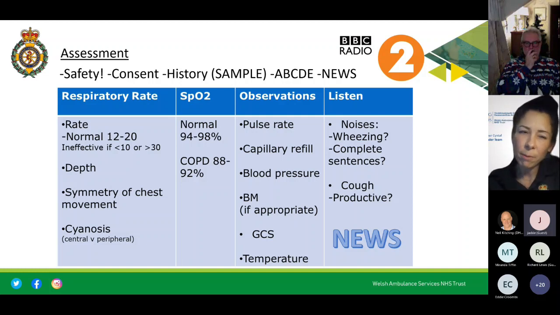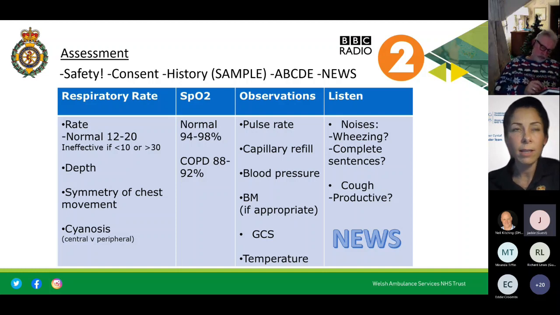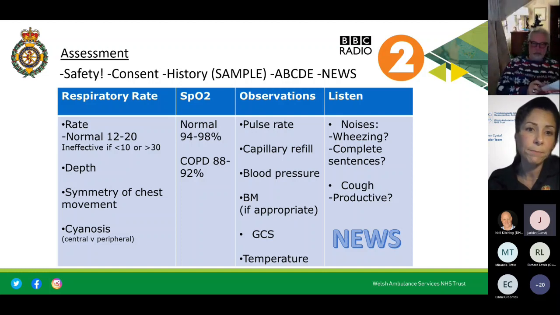Thinking about GCS, don't bypass that one because we are looking to see if that patient's confused, if that patient's got a reduced level of GCS, and then thinking about a temperature as well. That's a really good sign. If there's an infection involved, then actually we might see an increase in temperature as well. Just be mindful if a patient's taken things like paracetamol as well, that we might not see a temperature if they've taken that.